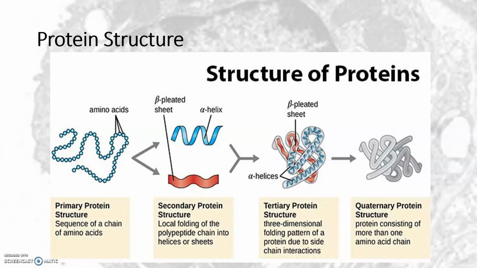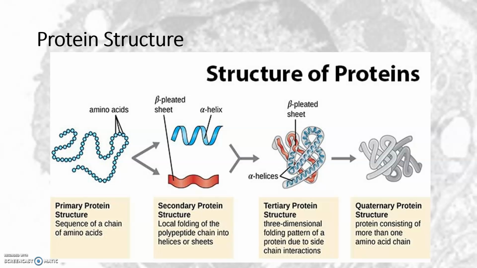When we talk about protein structure, we talk about primary, secondary, tertiary, and quaternary structure, and it's just about the spatial orientation of the amino acid chain. So the primary structure is just the sequence of chains of the amino acid, whereas the secondary structure is the initial folding of the amino acid chains into simple structures such as an alpha helix or a beta pleated sheet.